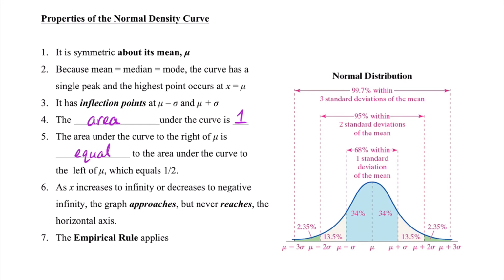Next, a little bit of a calculus topic going on here, but not a huge stress. As x increases to infinity or decreases to negative infinity, the graph approaches, but doesn't technically reach the horizontal axis. And one more time, we've previously stated that the empirical rule applies. Again, those are all our properties, explaining what we have to work with when dealing with this normal distribution, but we're concerned with how we apply them, and we'll explain that with some examples.